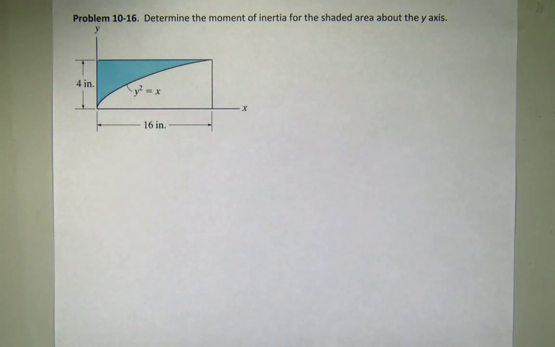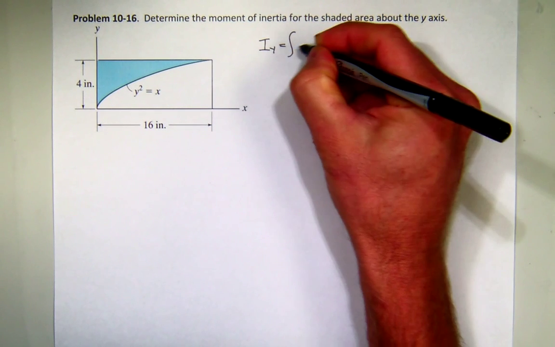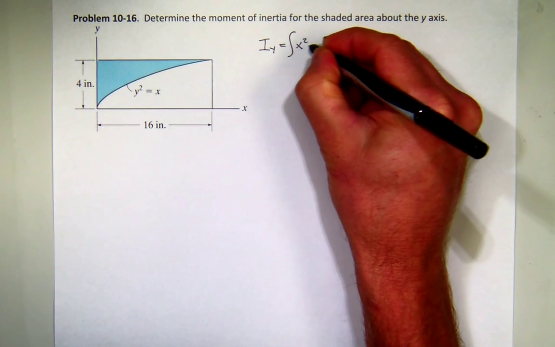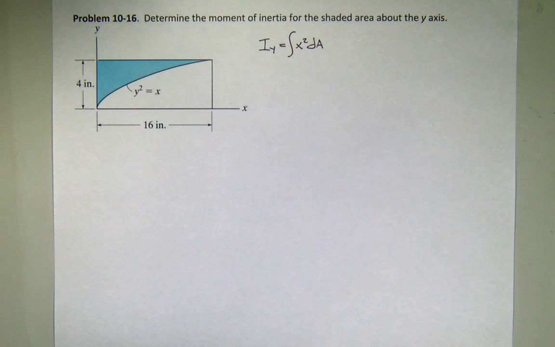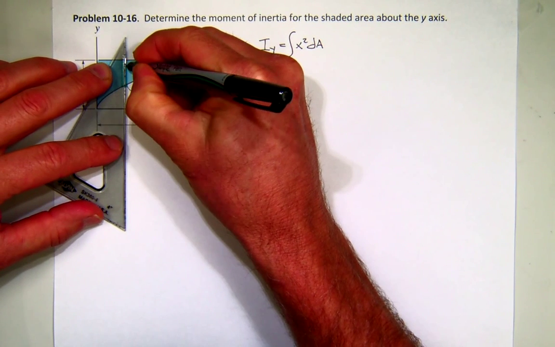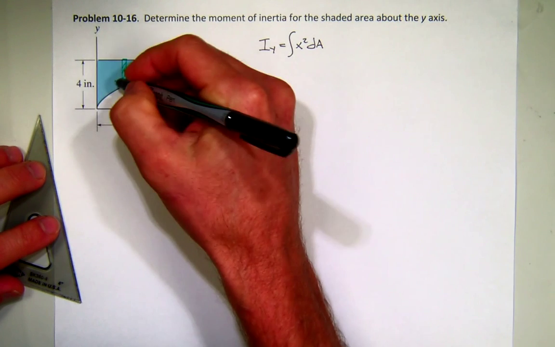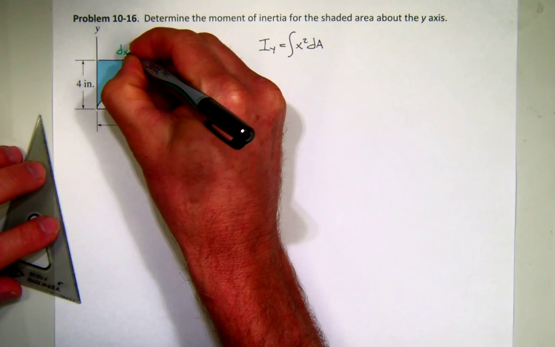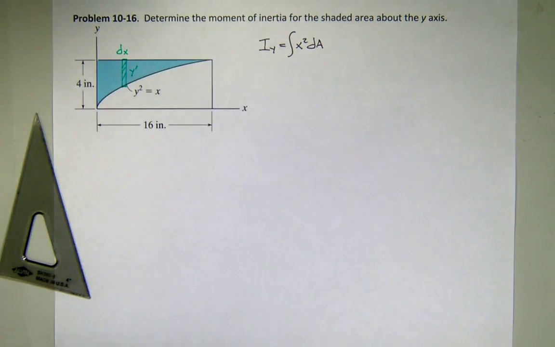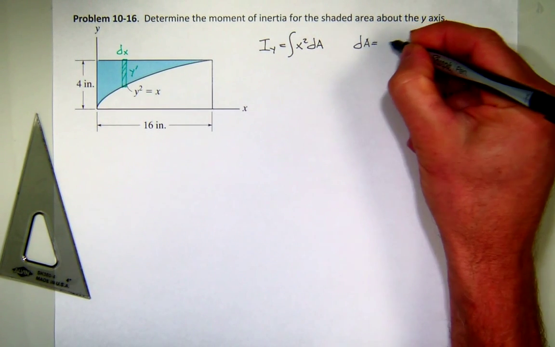Alright, so we want to find the moment of inertia about the shaded area, again about the y-axis. So by definition, that's going to be the integral of x squared dA. So let's start with the strategy I talked to you about before. Since we want about the y-axis, we'll do one that's parallel to the y-axis. So it'll be dx thick and it'll be some height y bar tall. So that's our differential area.